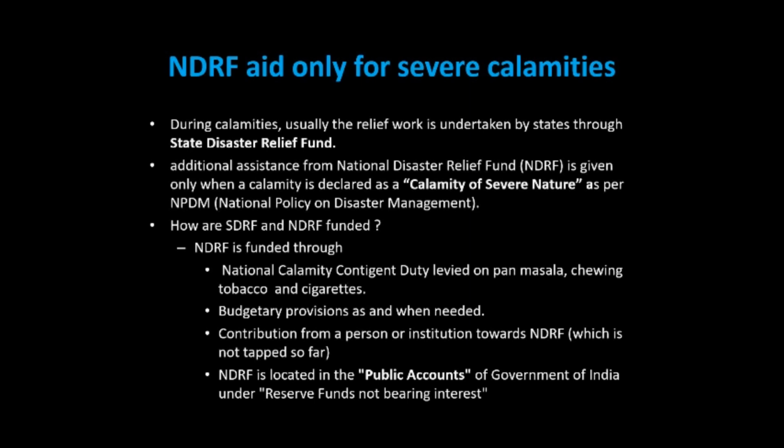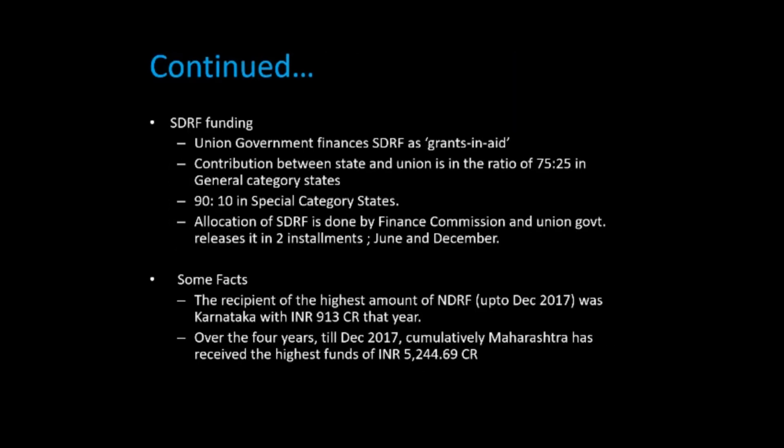There are two accounts. One is the public account. Next is the Consolidated Fund of India. Okay, now this NDRF is actually put under public accounts. Please remember this. Now, what about SDRF funding? Now, SDRF funding happens as a grant in aid from the union government. Now, government gives money to state government as a grant in aid.